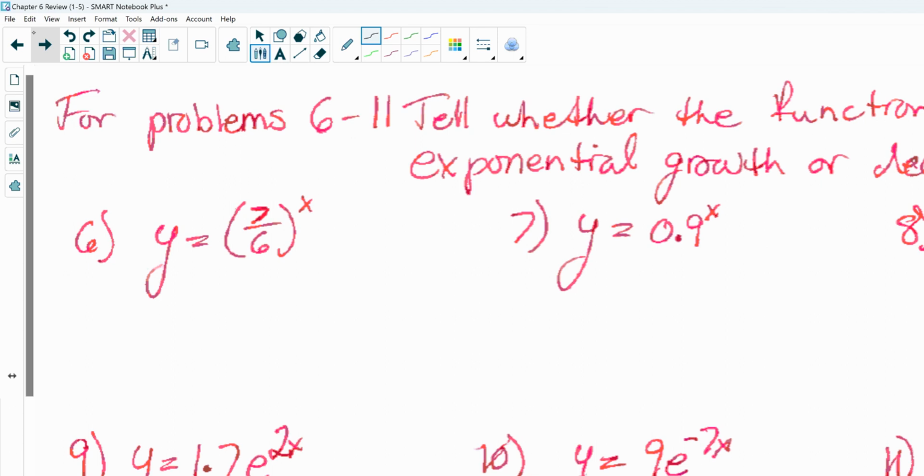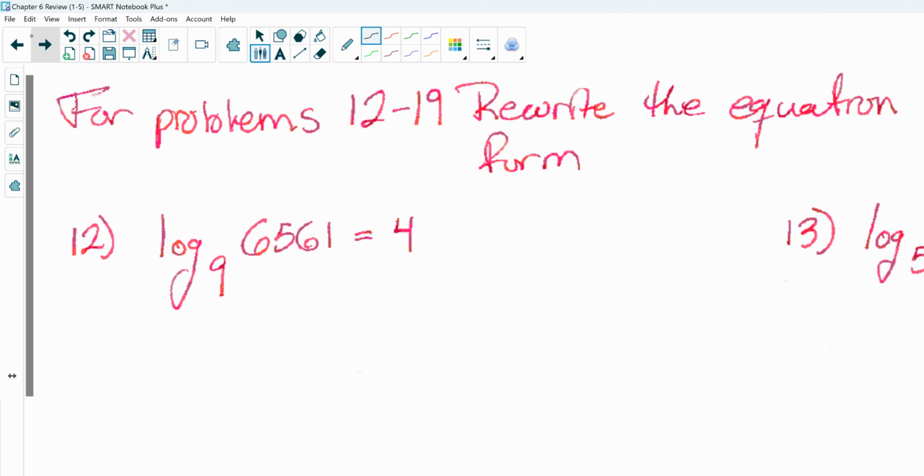I wanted these 6 through 11 to be on the test, but they're not. And you can look at the answer key, but I'm not going to worry about those there.